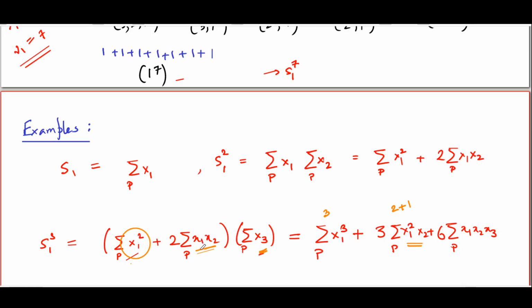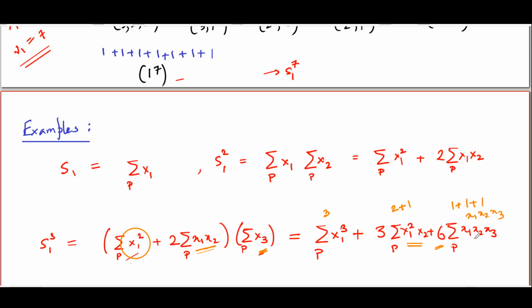Finally, you will have a term which corresponds to the partition 1 plus 1 plus 1 of 3, which of course is, in terms of polynomials, x1 x2 x3, summed over all its possible permutations. Now let us take a look at how you can get x1 x2 x3, and in particular, how do we arrive at this coefficient 6.